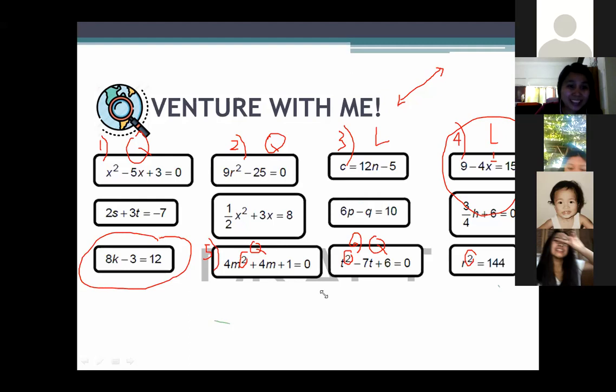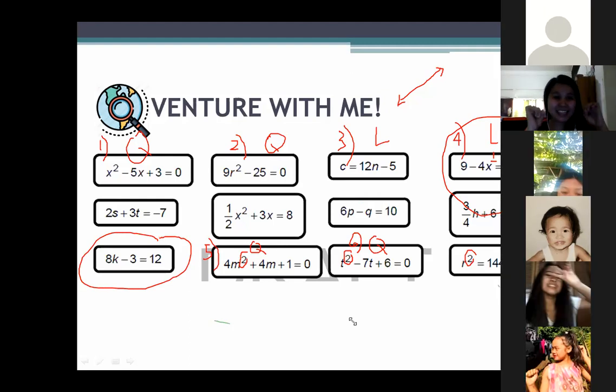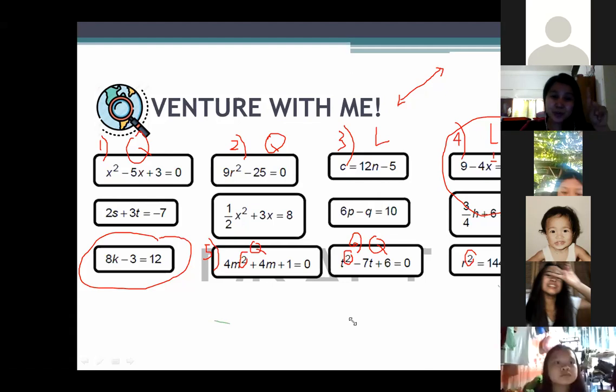Linear or quadratic? Give me a smiley for linear, heart for quadratic. Ready? 5, 4, 3, 2, 1. Very good. It is a linear.